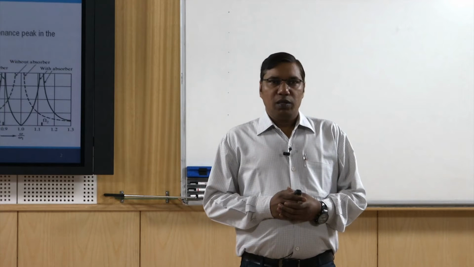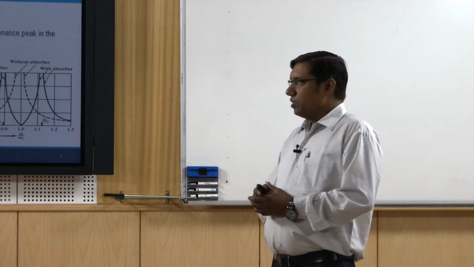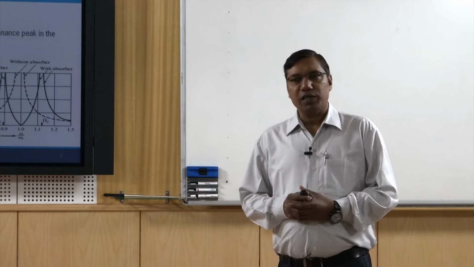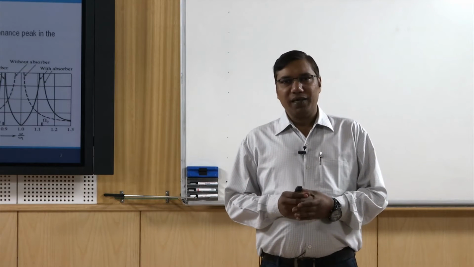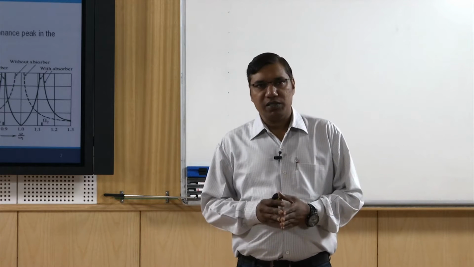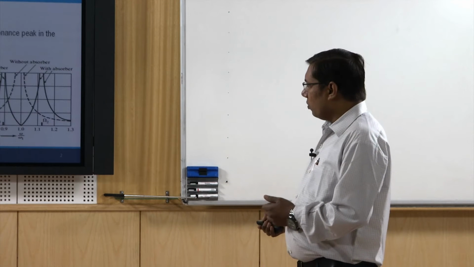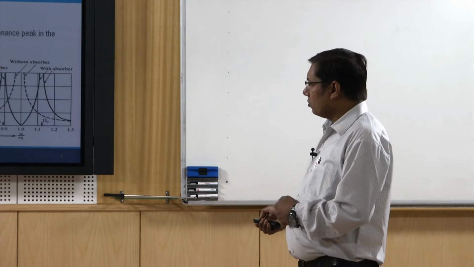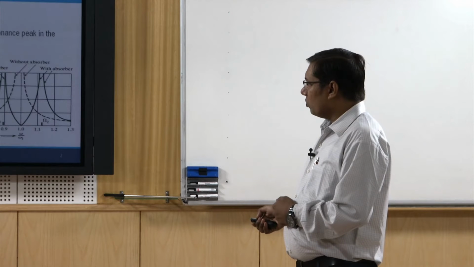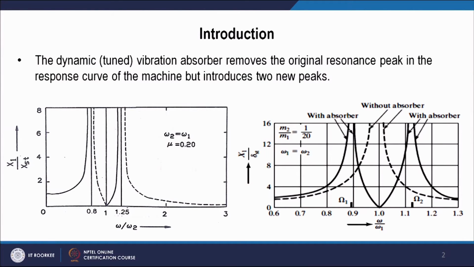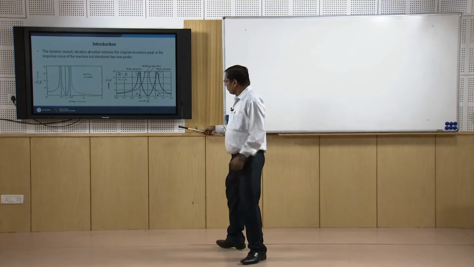Moreover, we can see that when we introduce a dynamic vibration absorber, the system becomes a 2-degree system, and therefore it has 2 natural frequencies. So, these 2 natural frequencies, for example, if earlier we had omega by omega 2 equal to 1, now we have 0.8 and 1.25. So, these are the 2 natural frequencies.